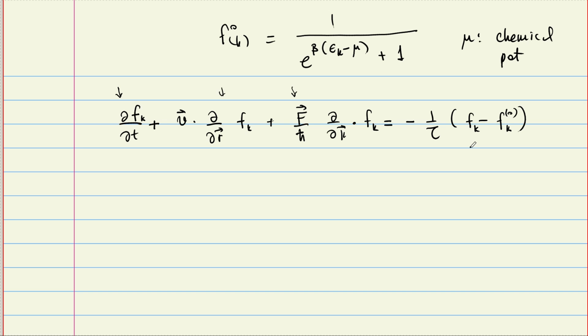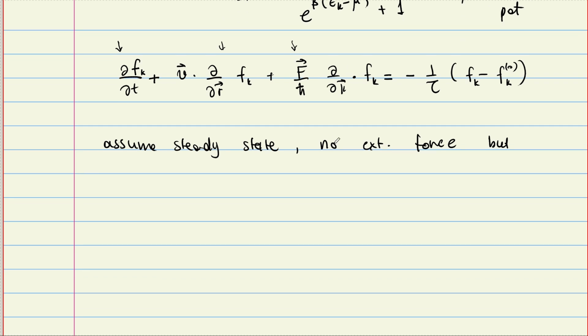I just want to derive diffusion from this. I assume steady state. So the first two terms are zero, and no external force. But typically people drop this and put in an electric field, and from the electric field you can calculate, for example, the conductivity. Ashcroft and Mermin has that, but I don't want to do that. I want to go for diffusion.